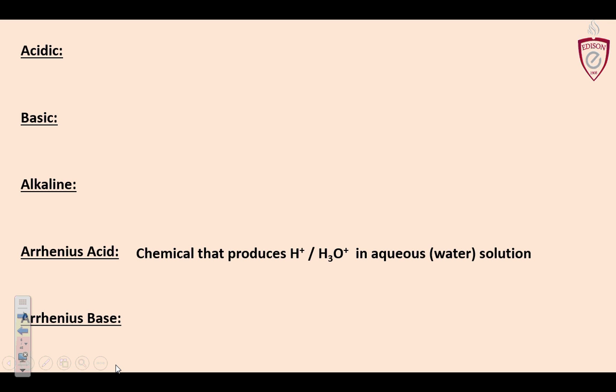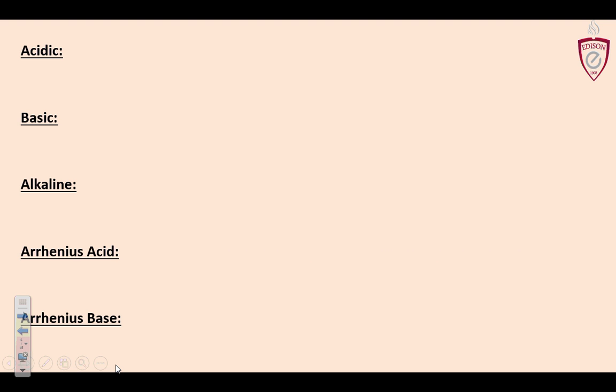Arrhenius acid. This is the chemical that produces H plus / H3O plus in aqueous water solutions. It is the definition of one type or one theory of acids. So when we say Arrhenius acid, we're talking about acids that produce this in solution. Same thing for base. It's the chemical that produces OH ion in aqueous solution. So Arrhenius, that particular theory's version of base, this is the definition. OH negative.